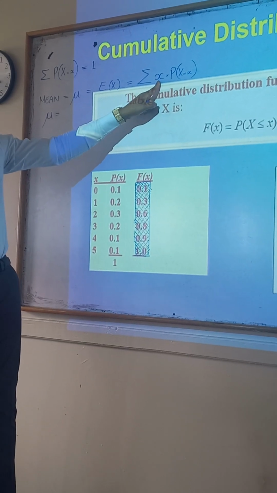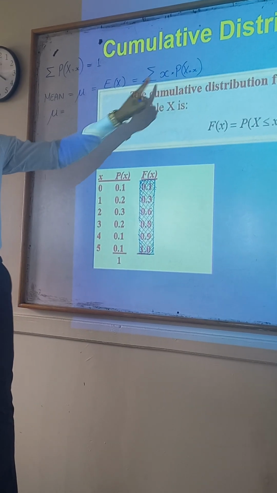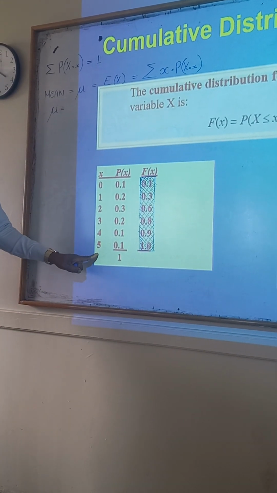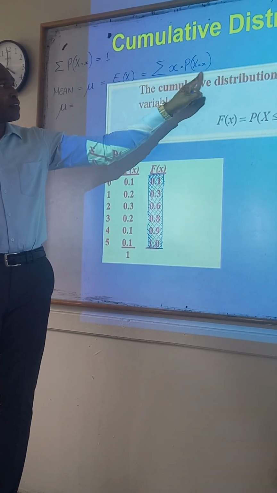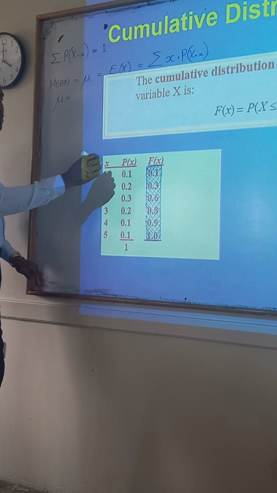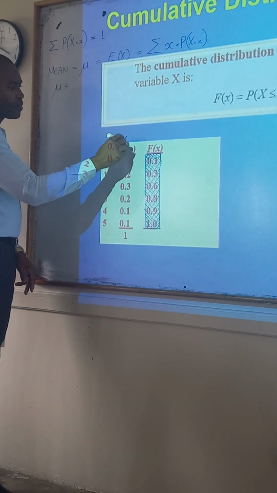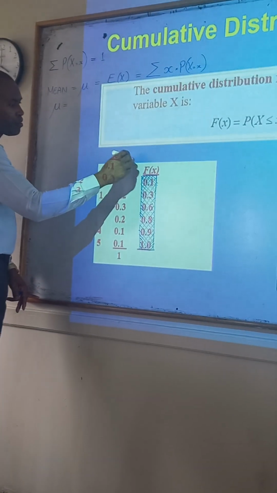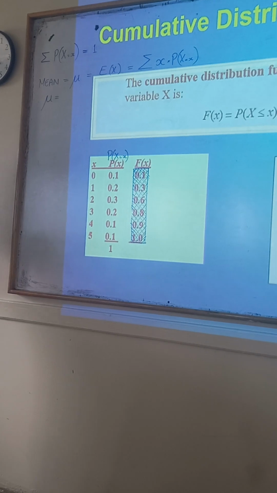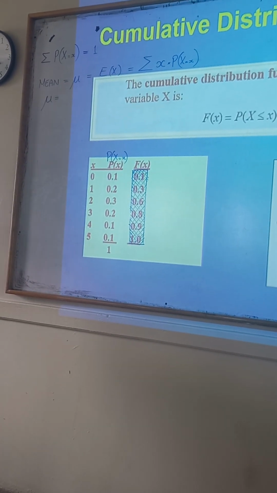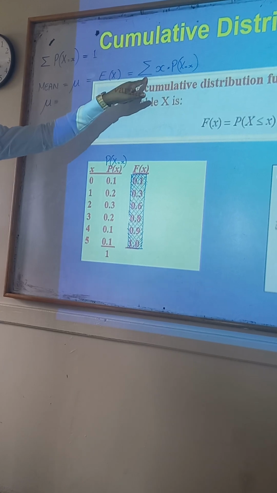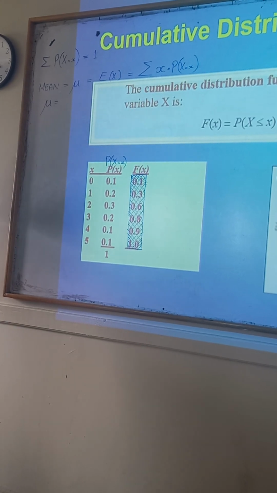Function says, take each x value. These are my x values, right? 0 to 5. And for each x value, we're going to multiply by its corresponding probability. Remember, this is my probability. So we're going to multiply each x value times its corresponding probability, and then we add them. Let's do this.